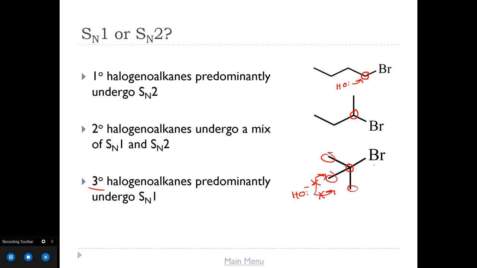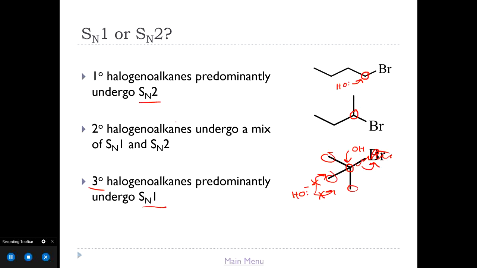So what has to happen first is the bromine has to leave, with the bond breaking and the electrons going to the bromine. Once the bromine's gone, it leaves this other side completely open for the hydroxide to attack.